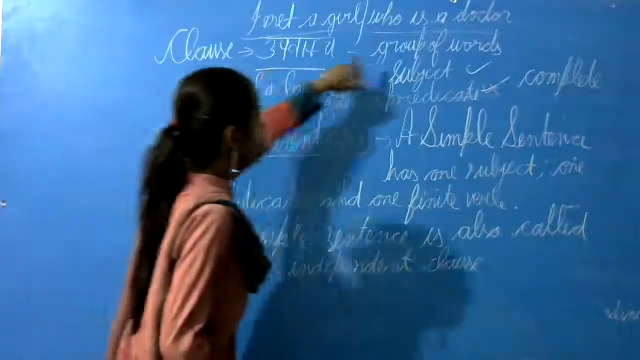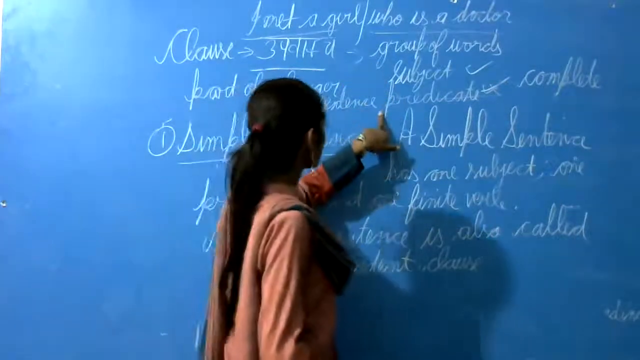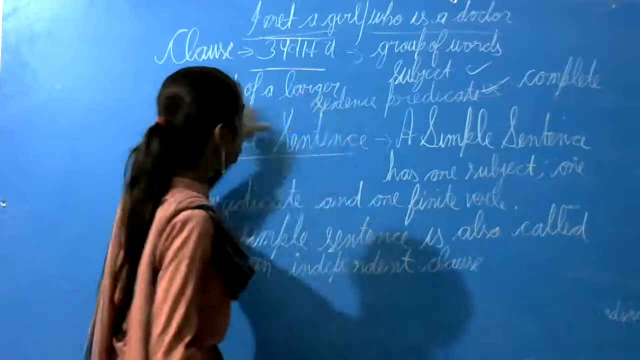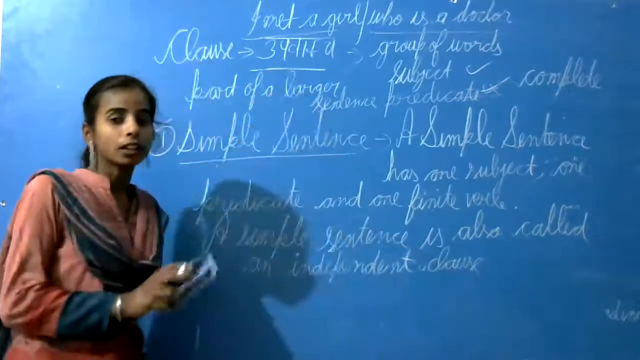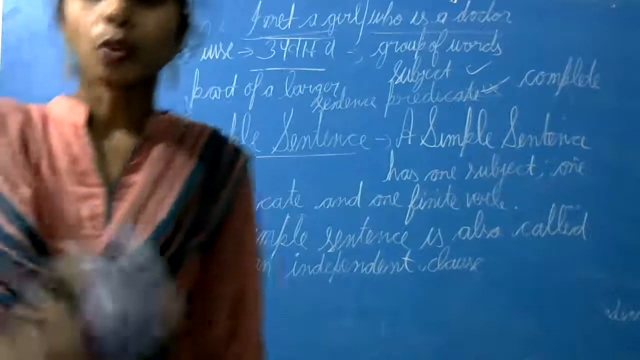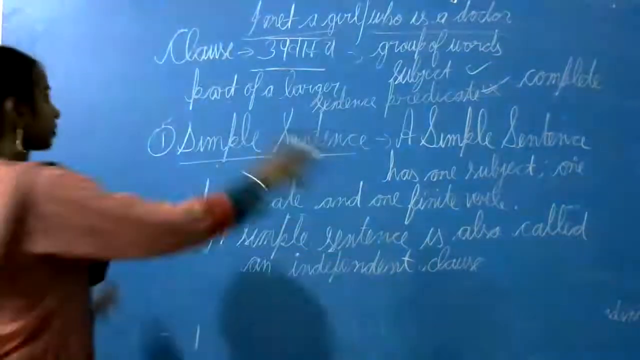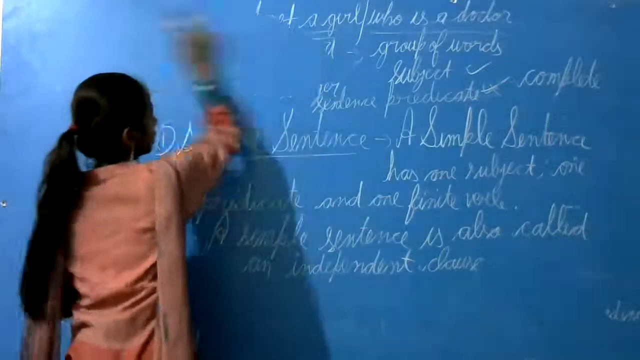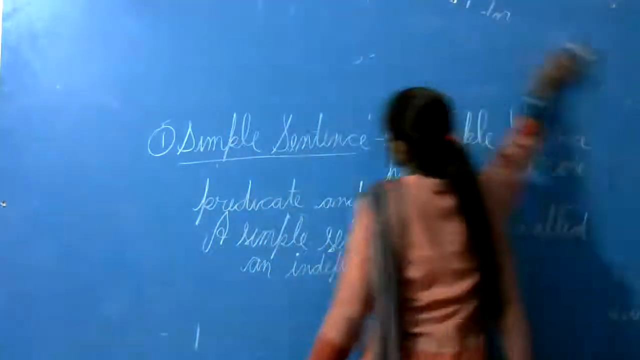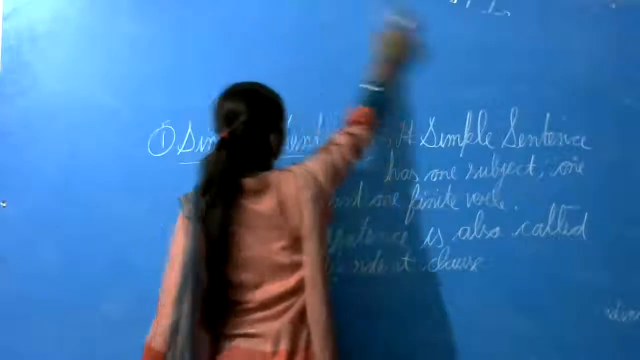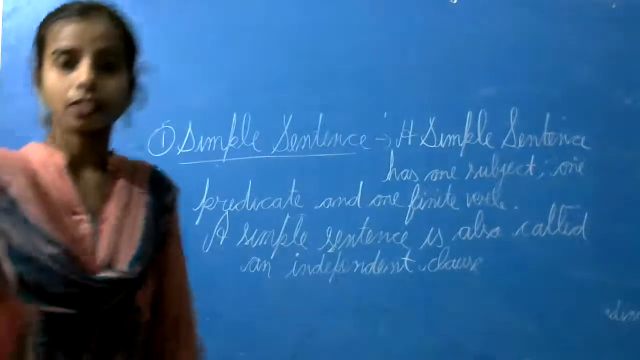So clause is a group of words that has subject and predicate of its own. Okay? It is a part of a larger sentence. We say it in Hindi, upvakya. Phrase is vakyansh and clause is upvakya. Okay? It is not mentioned in your chapter, but I am just telling you so that you may know what is clause and what is phrase.